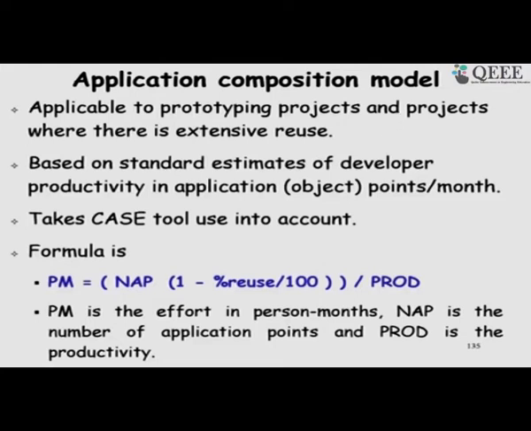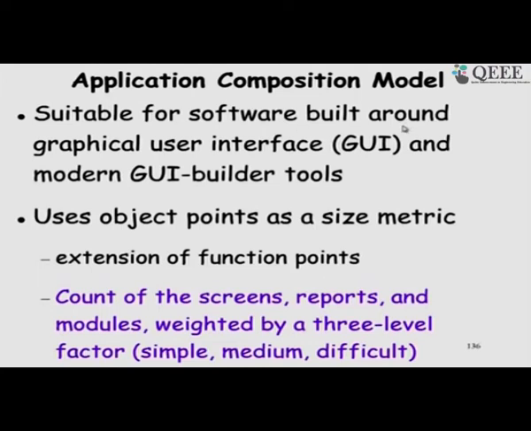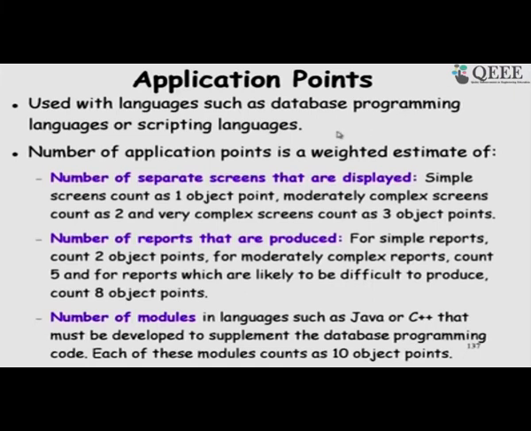So, that is the application composition model, simple model used at the early development, and one important thing is that it considers the GUI development effort directly by counting the number of screens, reports and so on. So, application point, as we had seen, it is also called as the object points. Here we consider the number of screens, number of reports that are produced and the number of modules.